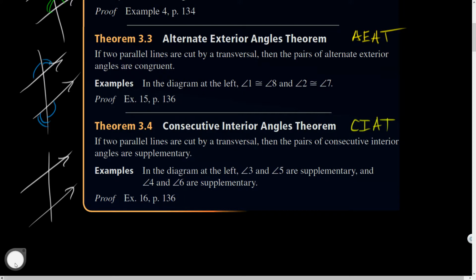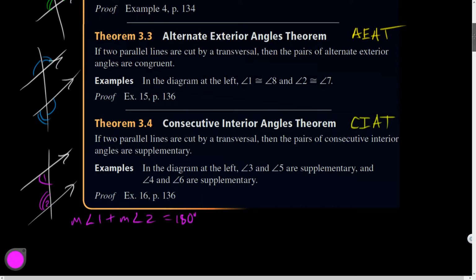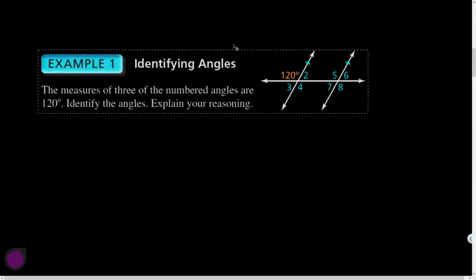So two parallel lines cut by a transversal. I don't have a great way of labeling this, but these angles add up to 180. If I call that angle 1, angle 2, I could say measure angle 1 plus measure angle 2 equals 180. So those are kind of like all of the relationships you need to worry about. And now it's just a matter of applying these theorems. And we'll then maybe even do some proofs with them later. It's going to be great.